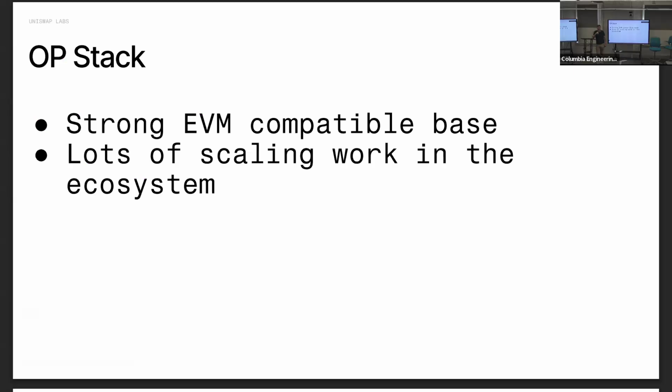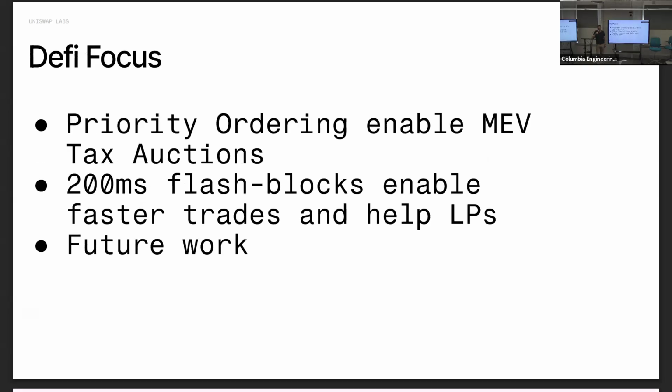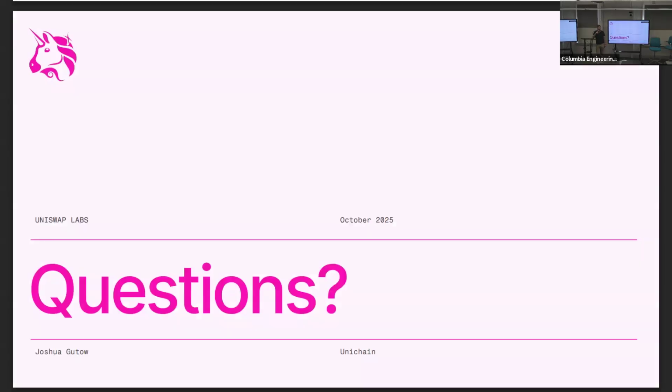And on the OP stack, it's a very strong EVM base. There's a lot of scaling work being done in the broader ecosystem. Annika will talk a bit more about that after me. And then some of the extensions we've rolled out around priority ordering and rollup boost and having users trust that they're not going to have their transaction sandwiched are nice. The flash blocks, people really like the faster trades. Also, looking at LVR with LPs, the faster you can arbitrage, the better it is for the LPs, and we need that side of the marketplace as well. Got some future stuff coming up, but yeah, that's what I've got.